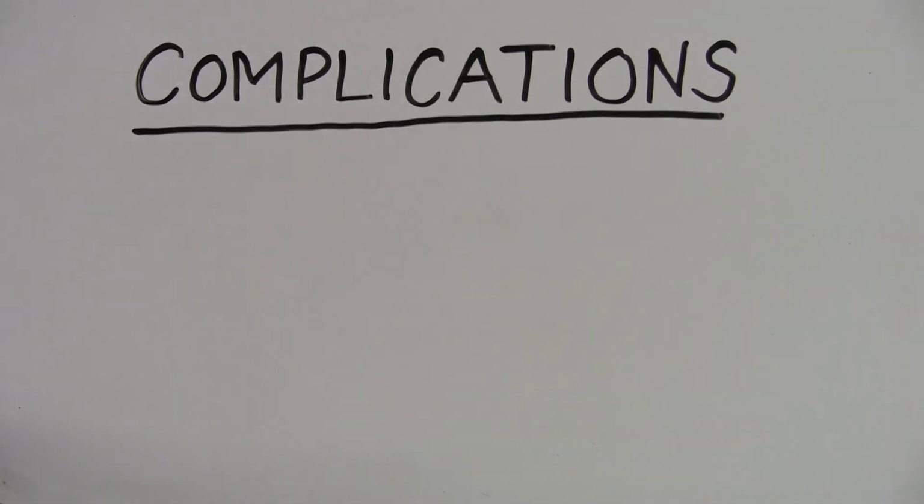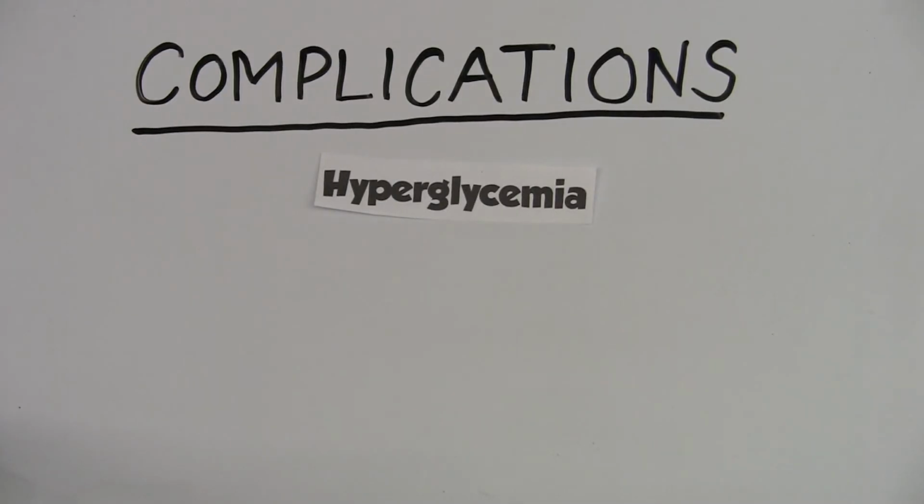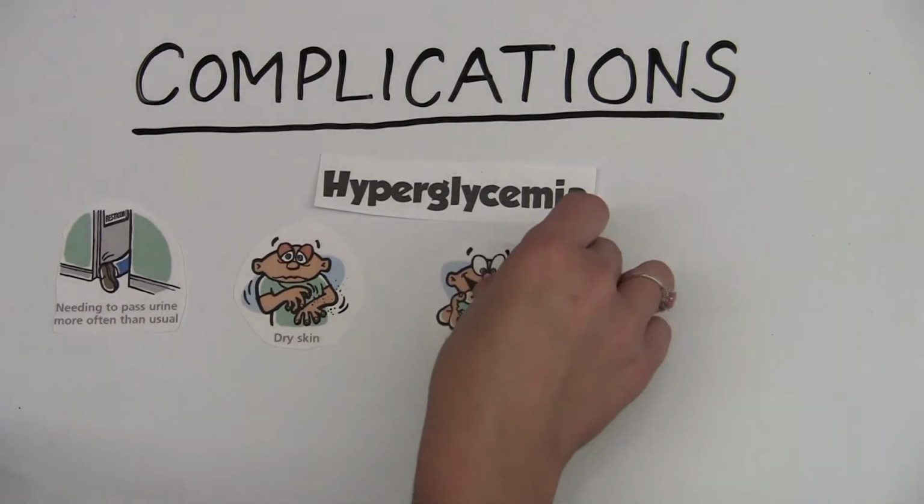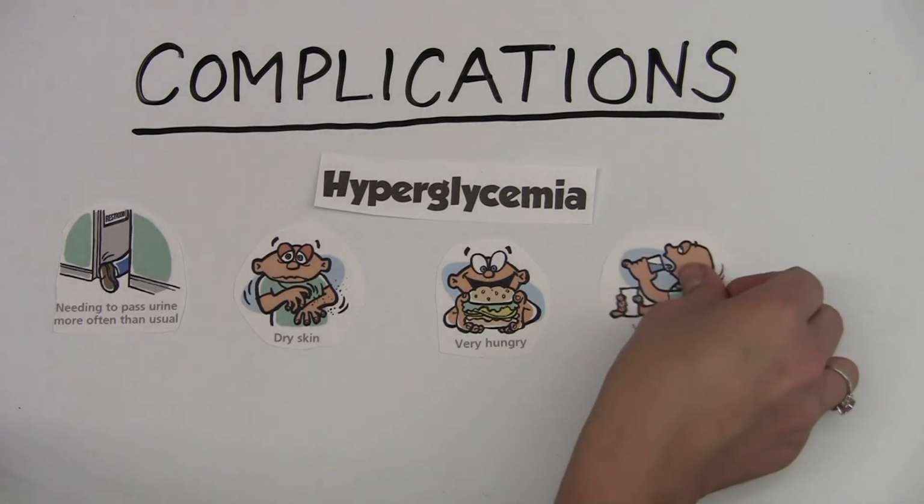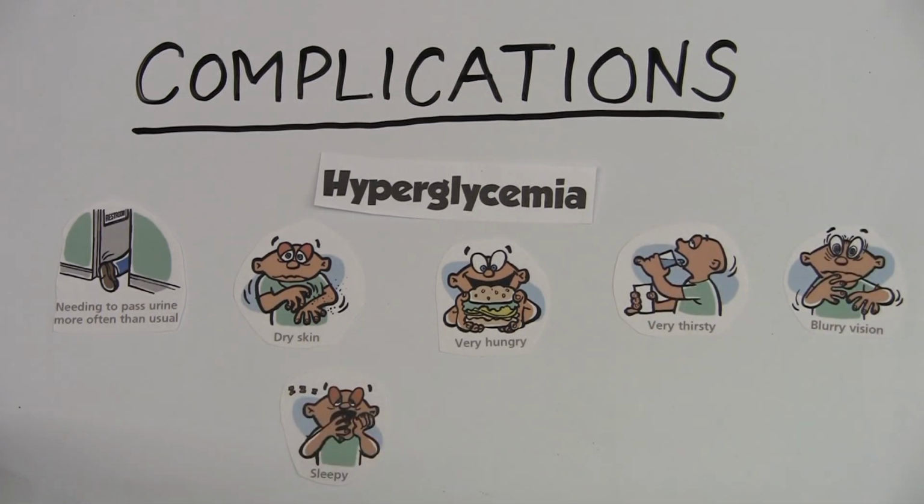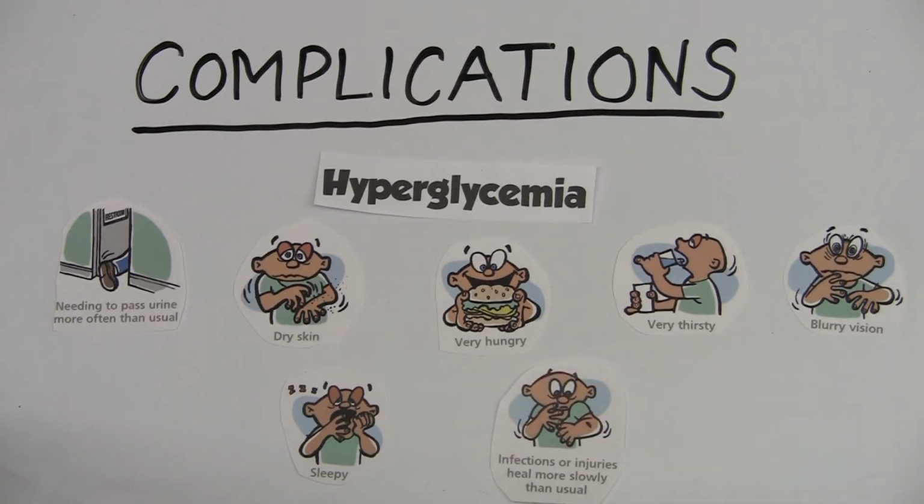Another short-term complication is that patients may experience hyperglycemia. This is the opposite of hypoglycemia and is the result of blood glucose levels being too high. Patients have experienced frequent urination, dry skin, hunger, extreme thirst, blurred vision, drowsiness, and infections or injuries that heal more slowly than usual.